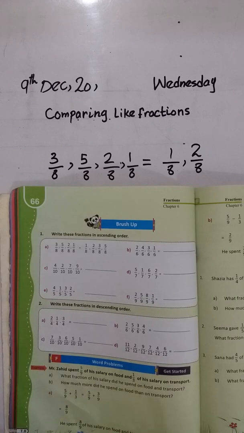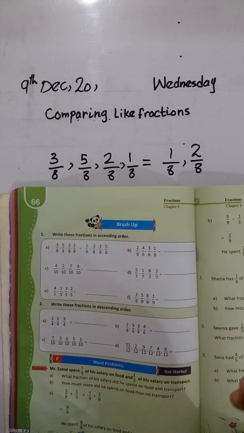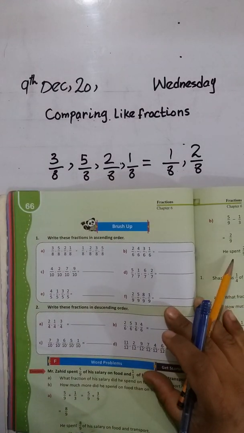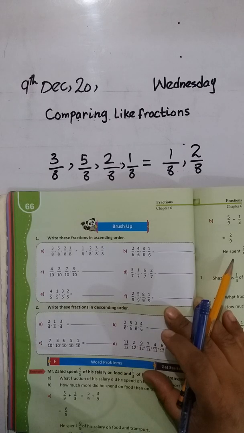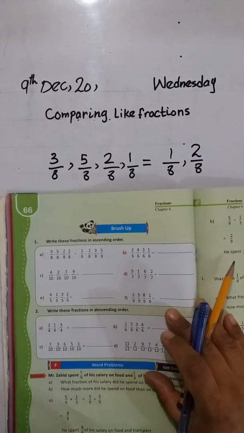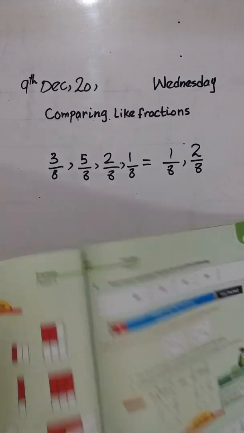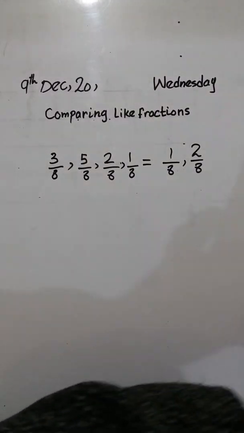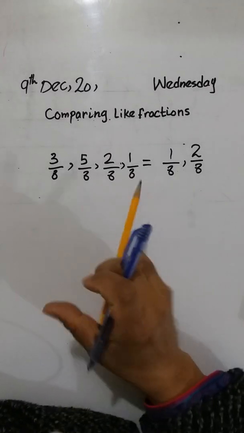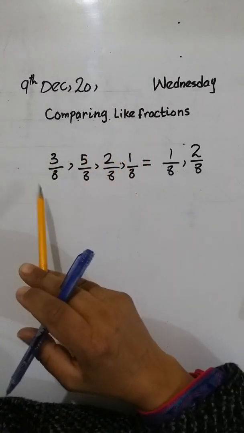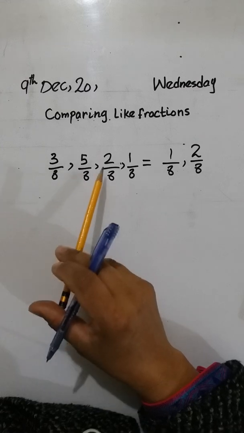Question number 1. Write these fractions in ascending order. We have to compare the given fractions. We are given some fractions. You can see on the board. This is a fraction. Have a look at this fraction. We have to compare 3 by 8, 5 by 8, 2 by 8.